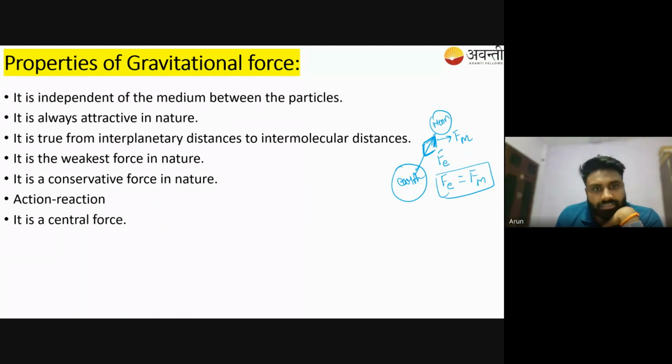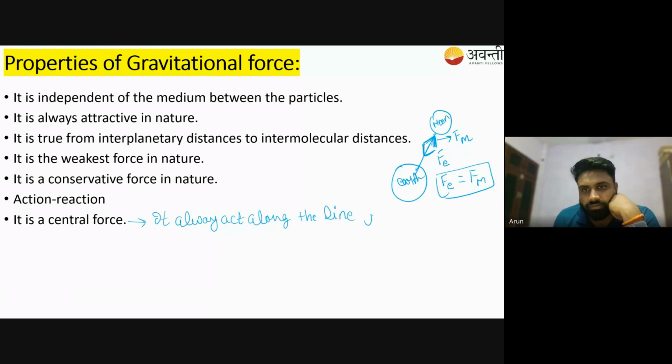Central force means it always acts along the line joining the center of mass of the objects, of the particles.